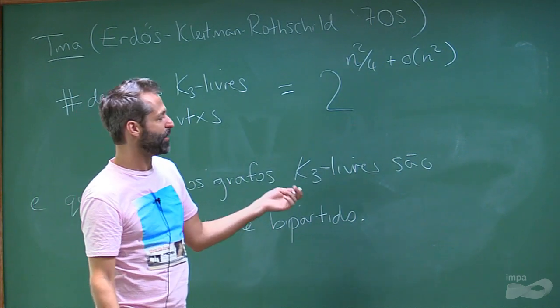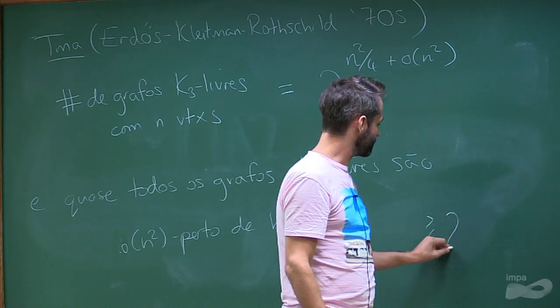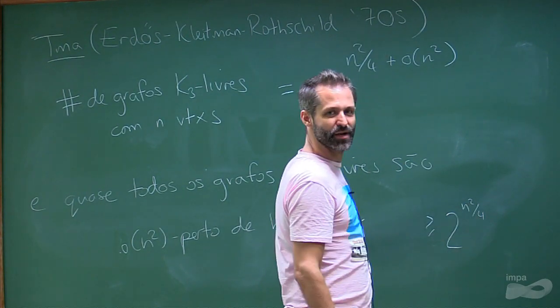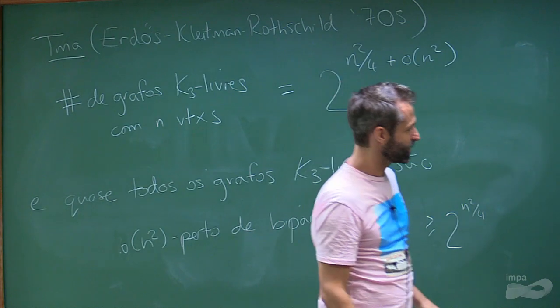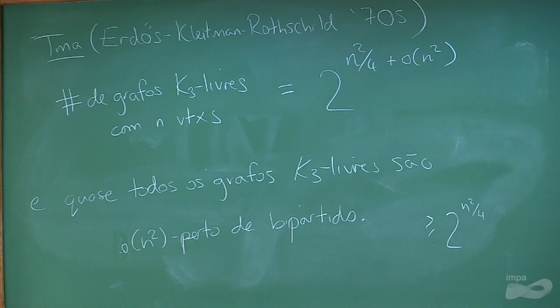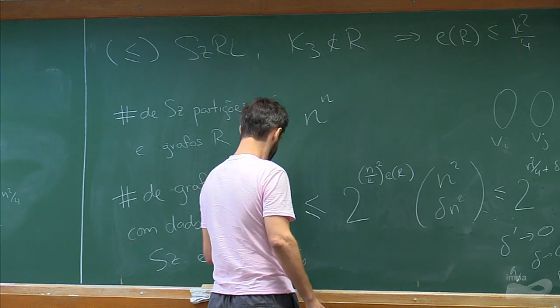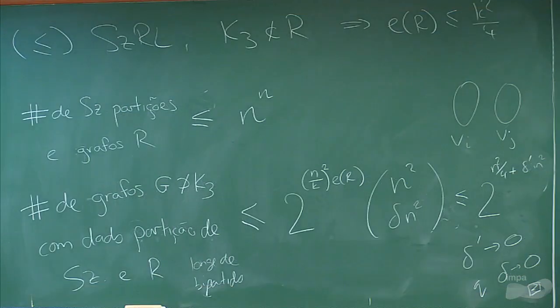So how many are there? We know how many there are. There are at least 2 to the n squared over 4. So we'd like to show there are many fewer that are far from bipartite. Okay, so let's just count the ones which are far from bipartite. So I guess there are 2 cases.